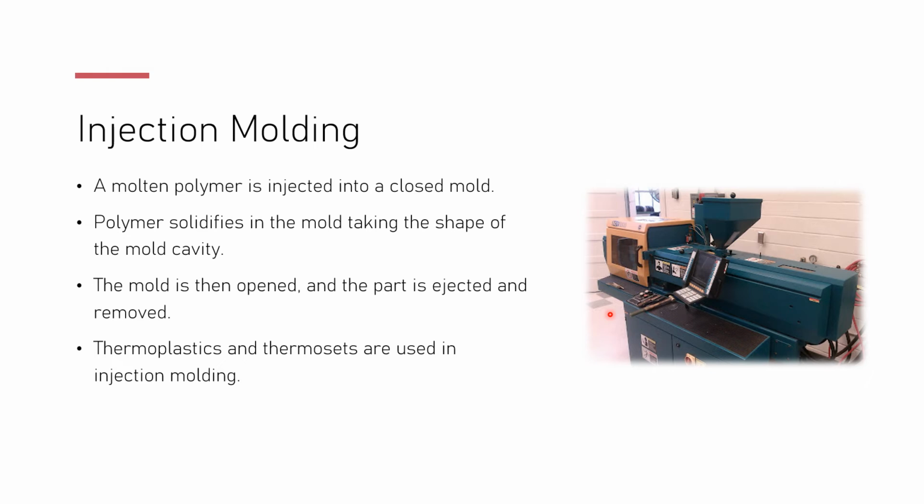Injection molding. A molten polymer is injected into a closed mold, and I have already taught you the injection molding, and you should be able to remember the cartoon. Okay, this one is a real life machine. So the polymer solidifies in the mold, taking the shape of the mold cavity. So your die cavity is around here, and your screw and your motor is right there. And here is your feeder. So the mold is then opened and the part is ejected and removed from this side. So the thermosets are used in injection molding. I don't have to tell you again, just review your previous chapters.